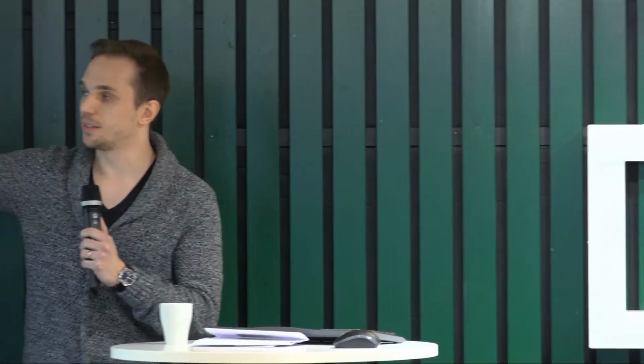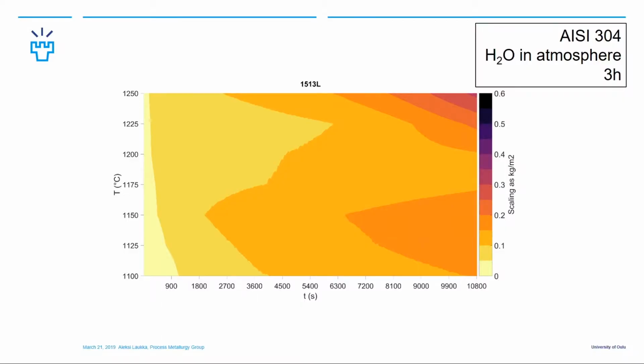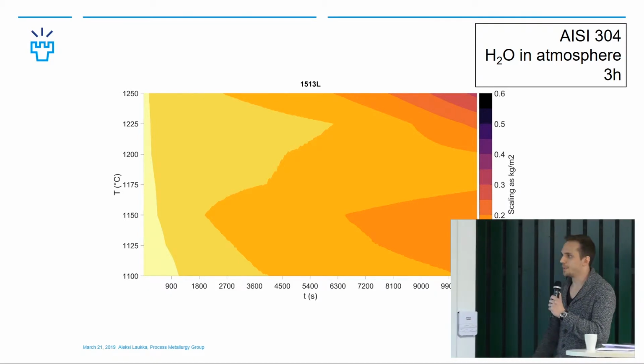So as for some research results, we have here a fairly standard AISI 304 austenitic stainless steel. This is the same steel I showed earlier on the composition chart, in an H2O-containing atmosphere for 3 hours. So we have the time scale here, here's 3 hours. We have the temperature scale here, 1100 to 1250 Celsius. And we have the scale formation amount in kilograms per square meter.